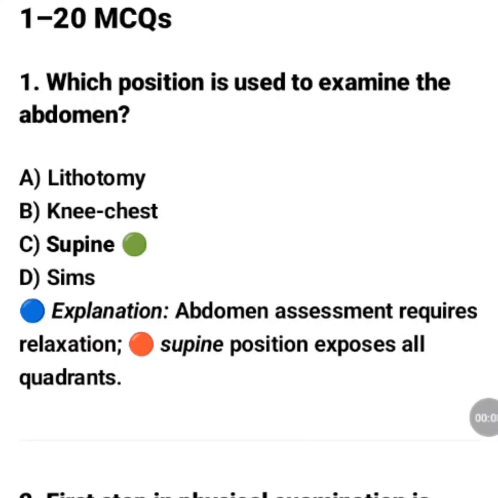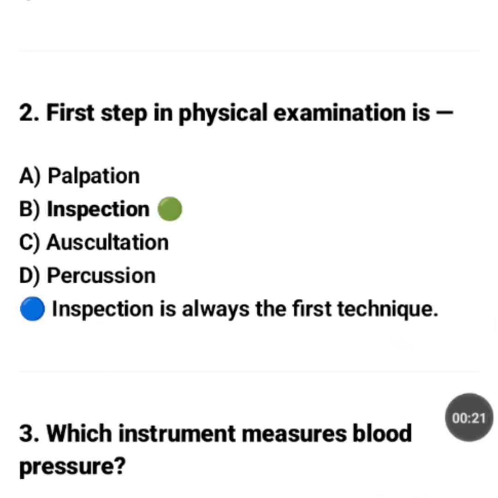Which position is used to examine the abdomen? The correct answer is option C, supine. Abdomen assessment requires relaxation. Supine position exposes all abdominal quadrants. First step in physical examination is... the correct answer is option B, inspection. Inspection is always the first technique.